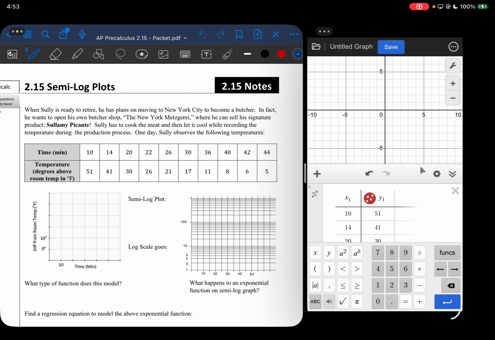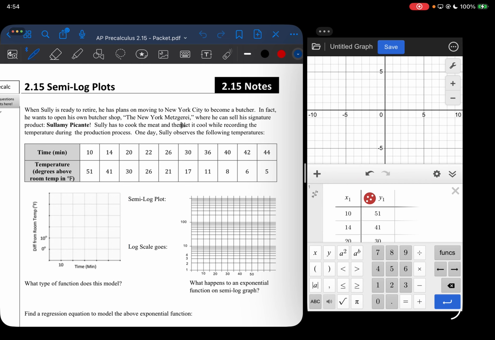In this video, we're going to be going over semi-log plots, section 2.15 for AP Precalculus. Specifically, we're going to be using the Desmos online free calculator. If you like to use a TI graphing calculator, you shouldn't watch this video. Go look elsewhere for those videos that guide you on how to use your TI graphing calculator for semi-log plots. Here, we're just going to be using the free online Desmos calculator.